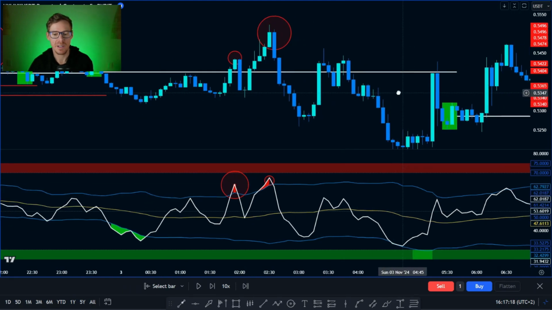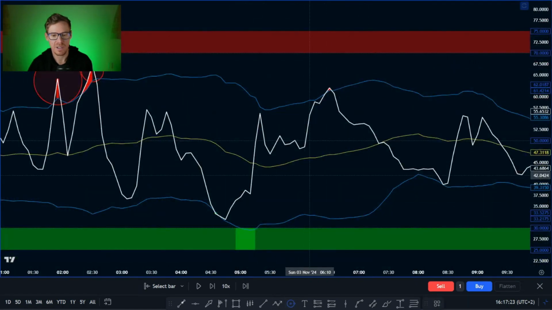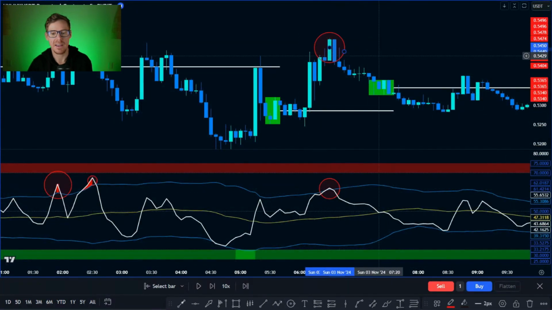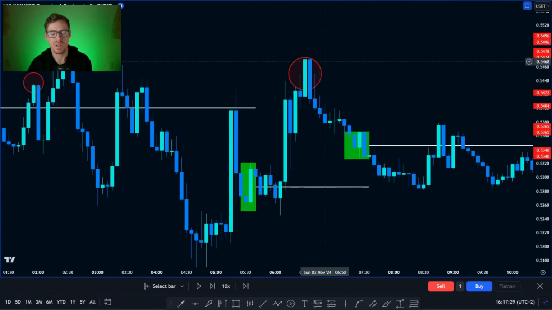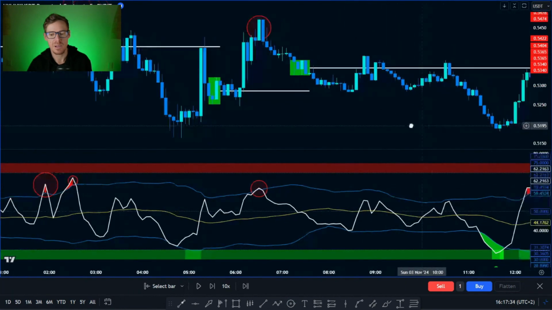If we keep going, you can see the next opportunity we got was over here. You can see we got a shark fin there, and the shark fin happened here. We're above the value line, so this would have been a very nice entry. Very, very nice. If we keep going, you see we're looking for shark fins.